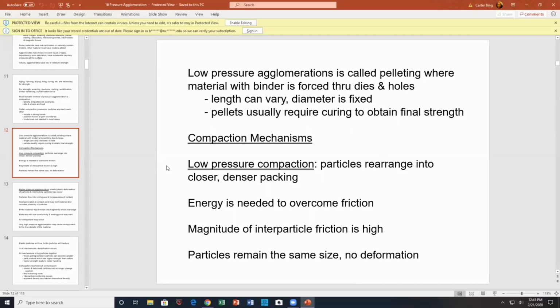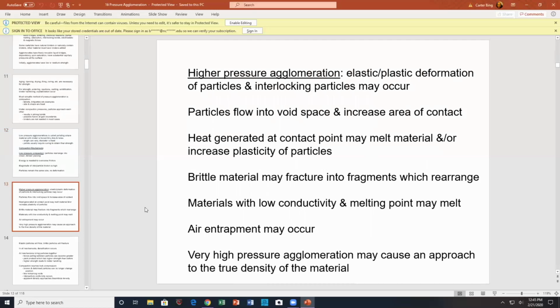Compaction machines, low pressure compaction: particles are rearranged into a closer, denser packing. Energy is needed to overcome friction. Magnitude of interparticle friction can be high. It's an interesting question how high, if you have measured the temperature. Particles remain the same size, with no deformation.